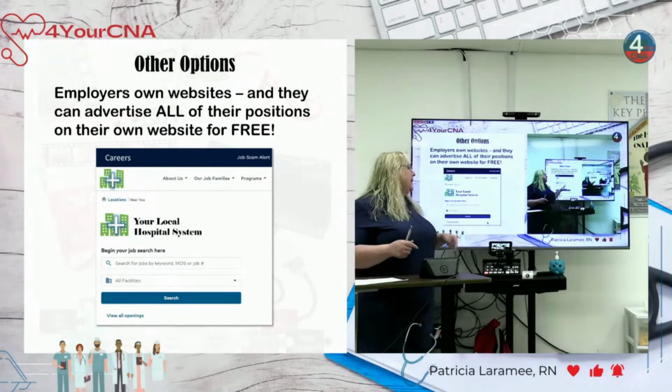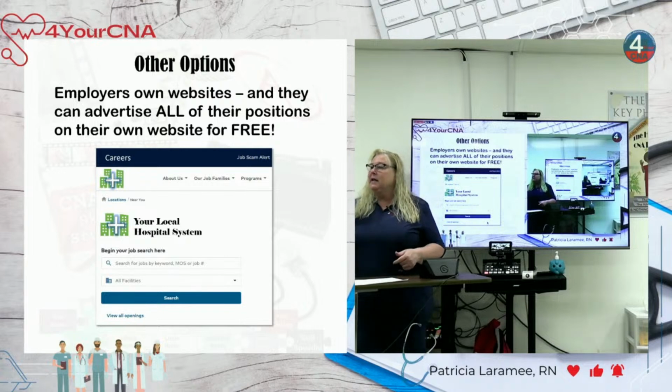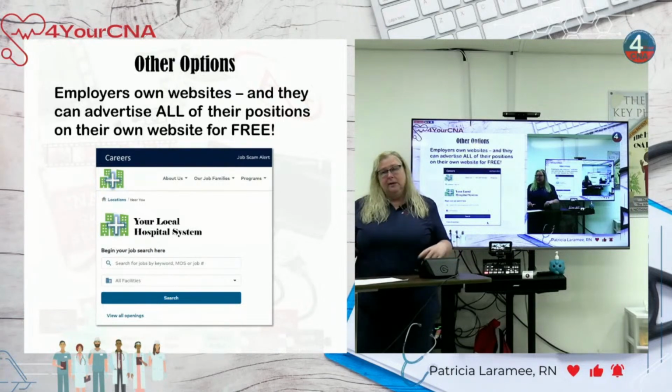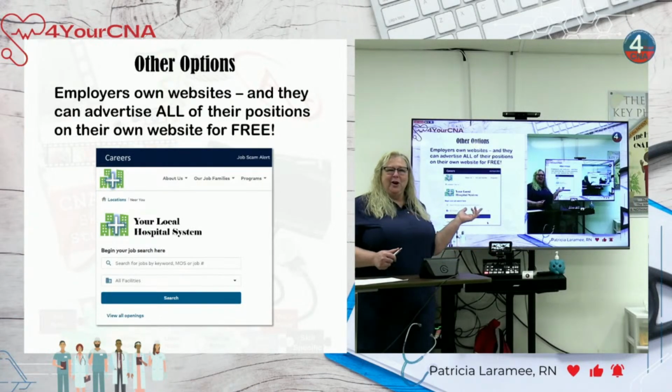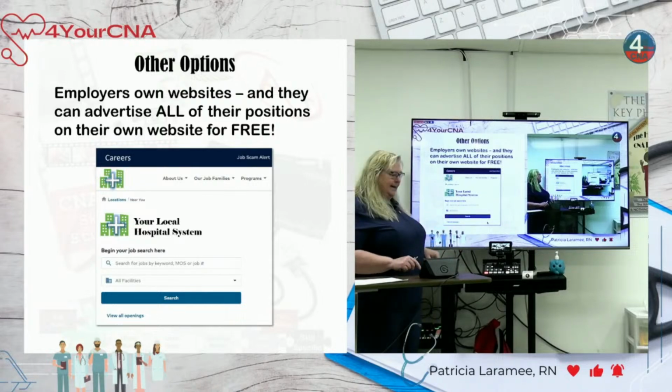But this isn't limited to just the hospitals. Nursing homes, assisted living facilities, home care companies, most of them have some sort of website presence now. I mean, let's face it, we're in 2024 now. Most of them have an online presence, and this is actually where you're going to be submitting your application anyway. So it's a good idea to go directly to their websites.